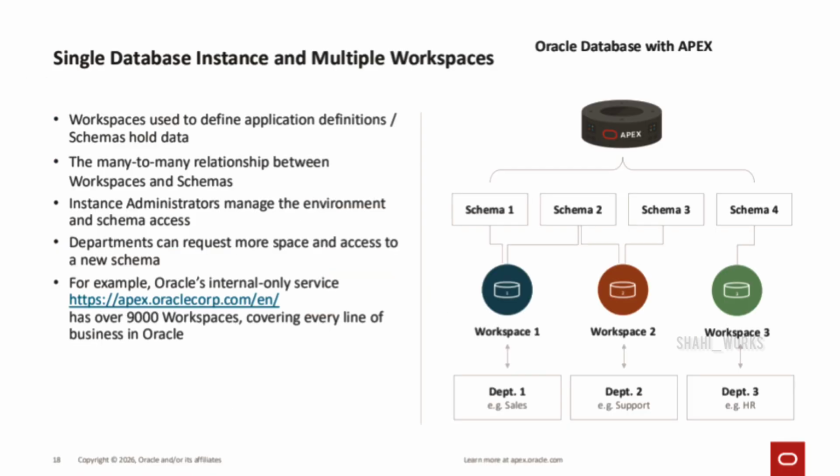Now we will be seeing about the data workspace instance and multiple workspace. So what is a workspace? It helps us to define application definitions or schema. So in our workspace we will be having schema 1, schema 2, schema 3 and schema 4. So workspace 1 means department 1, workspace 2 department 2, workspace 3 department 3, like that. So there is a many to many relationship between workspace and the schemas. There can also be an instance administrator to manage the schema access. So after you sign into your account, you can access your workspace schema.